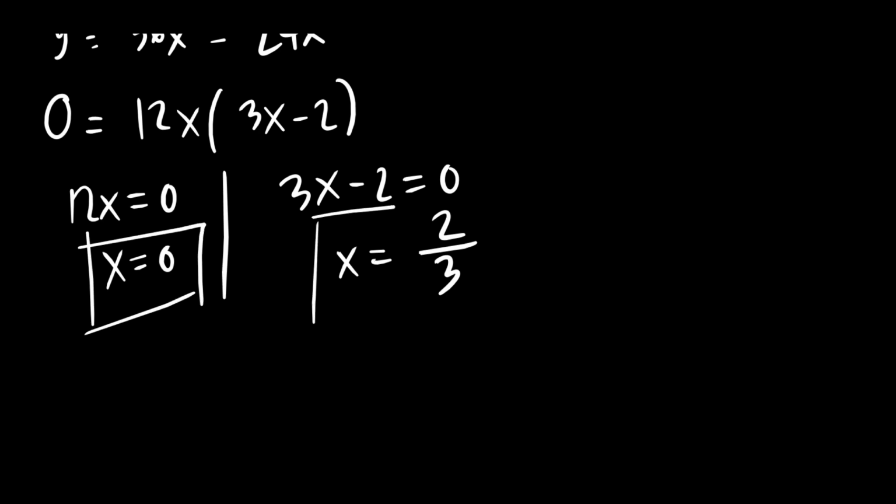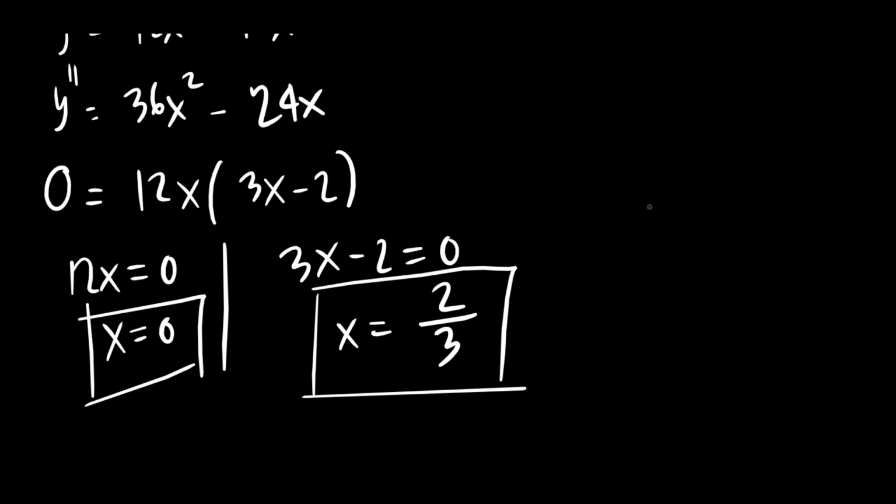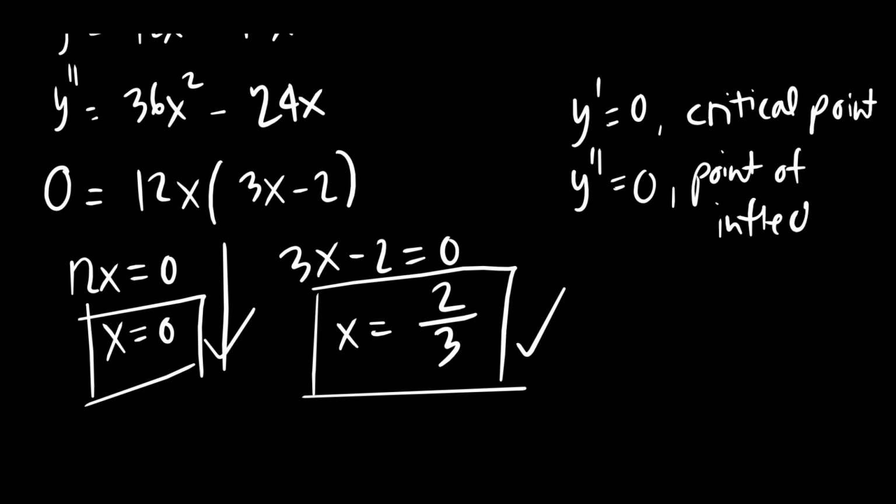So let's check if our answer is correct. So x is equal to 0 and x is equal to 2/3. So this answer is correct. So take note that if we have y prime equal to 0, we are trying to find its critical point. But when we talk about y double prime equal to 0, we are trying to find its point of inflection. So just take note of that.